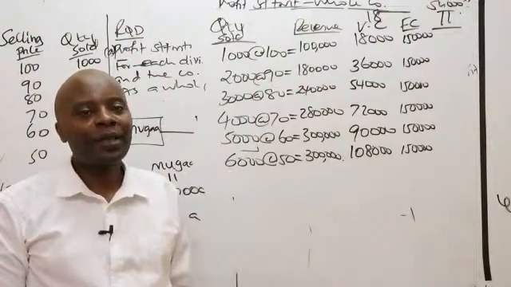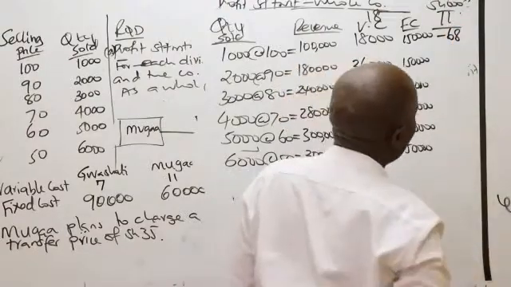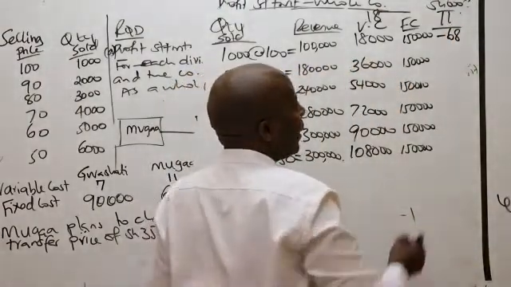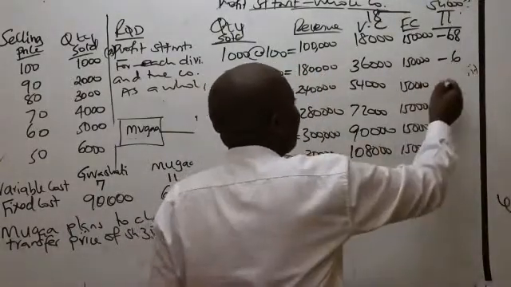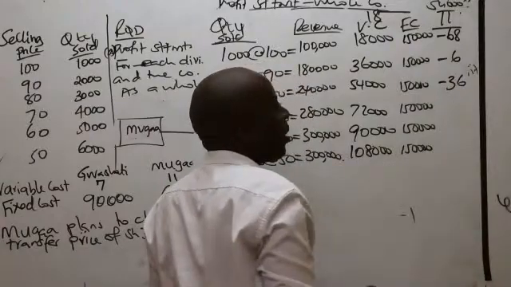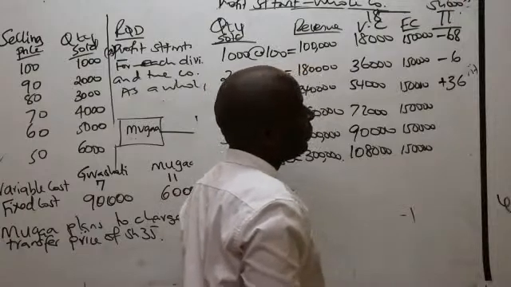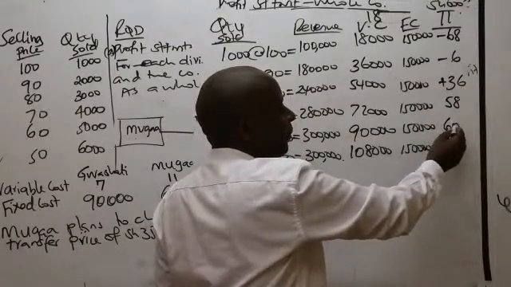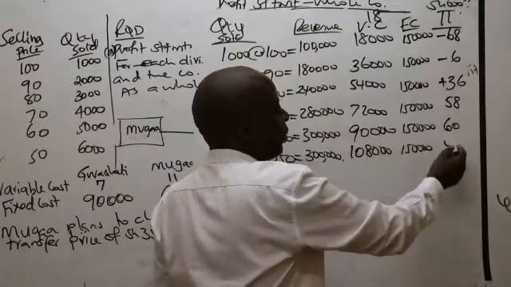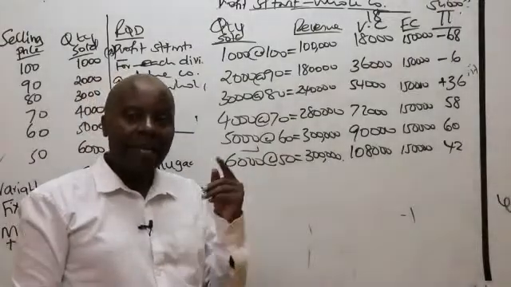I think this is the first one. The first one has negative 68. The second one? That's negative 6,000. My figures are in thousands, no problem. The third one is negative 36. Positive 36. Then there's 58 and 60, in that order. Then the last one is 42. Please never forget that once you have this, you must go ahead and tell us the optimal quantity.